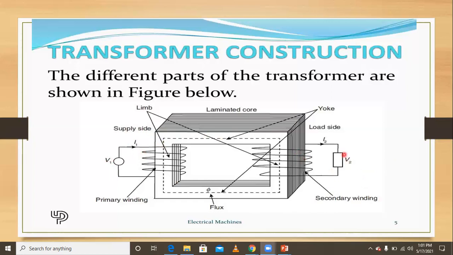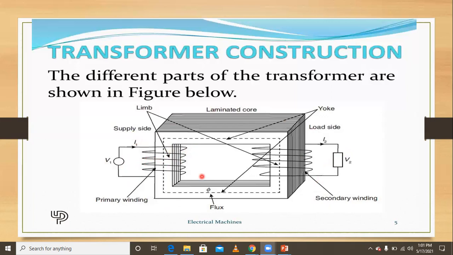This is the load, and this is the source. If the source is here and the load is here, by interchanging the source and load, the transformer still works. That's why the transformer is called a two-port device, a two-port network. Even if the source and the loads are interchanged, the transformer works properly.